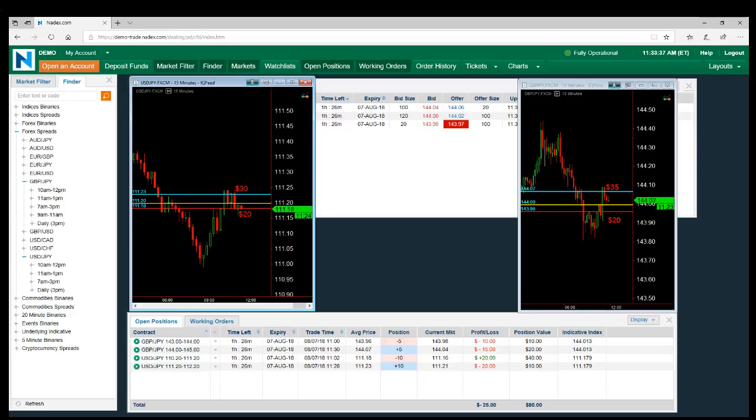And the biggest difference, and this is the main thing to remember when you're trading the Nadex spreads, the biggest thing to remember is quite simply the spreads can vary on the payout. The binary options do not vary. It's either 0 or 100. With the spread, it's all about where the price is at expiration.